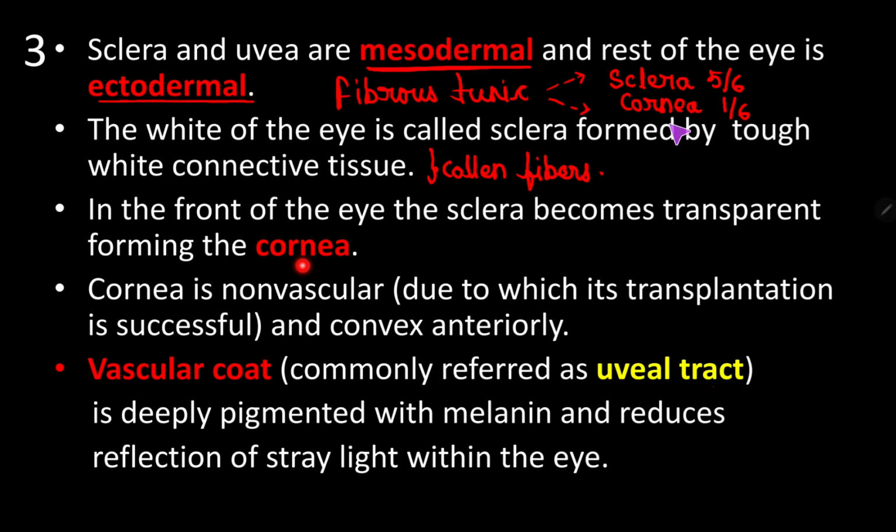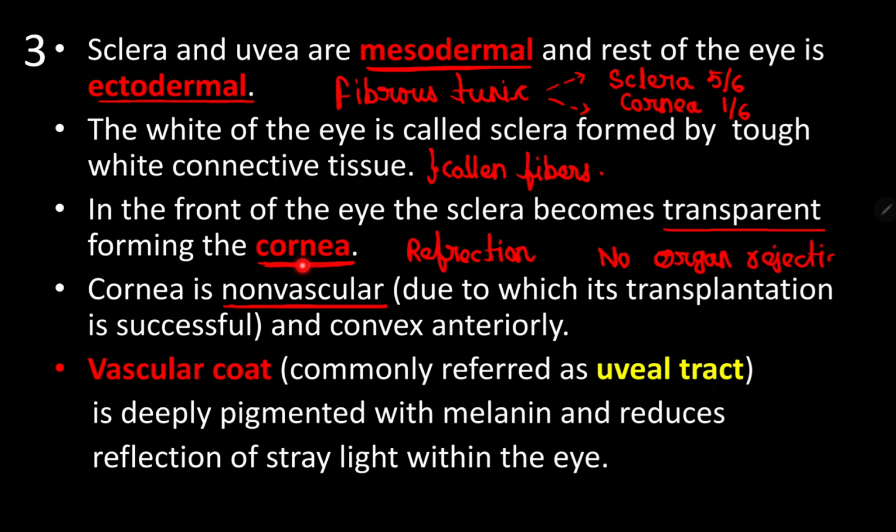Now the same sclera, when it goes to the anterior part of the eye, modifies and forms one transparent structure. This transparent structure is called the cornea. This cornea is for refraction of light. And one unique thing about the cornea is that cornea transplantation is highly successful. The reason is that the cornea is a non-muscular layer. It is very easy to transplant, and there is no chance of organ rejection here.